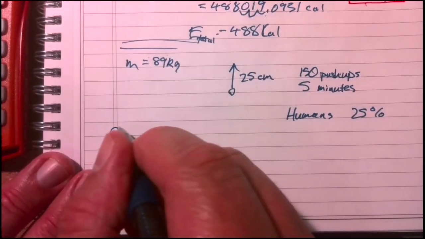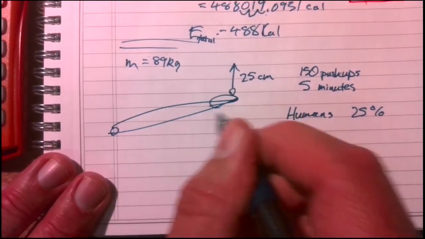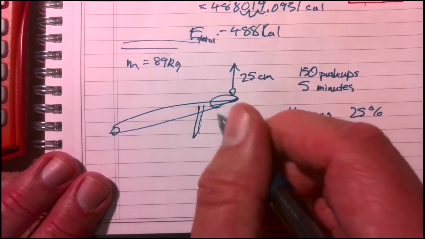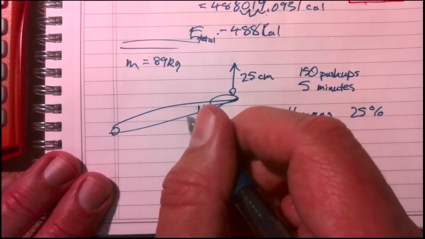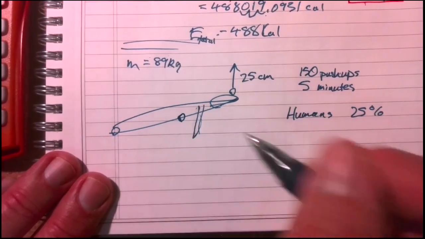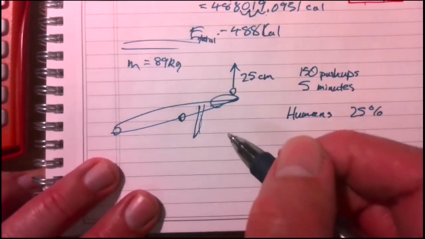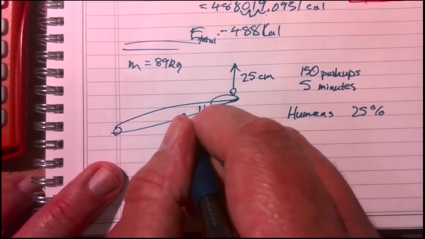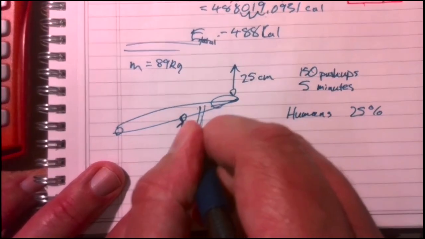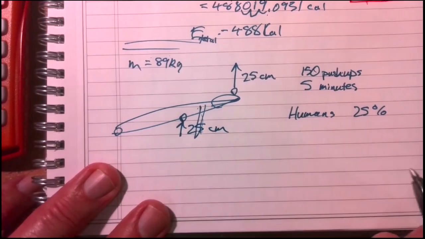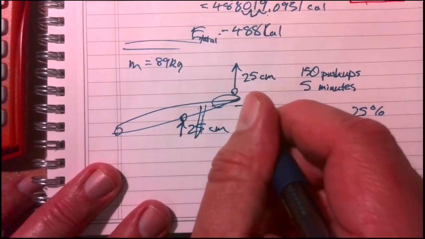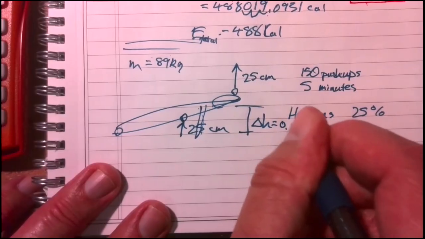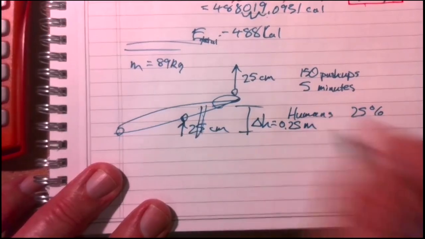All right. So when you do a push-up, here's our brotato. Okay, he's doing push-ups, and his center of mass, we'll say, is there. Okay, how much did we write down? This raises by 25 centimeters. So our height change, delta H, is 0.25 meters.